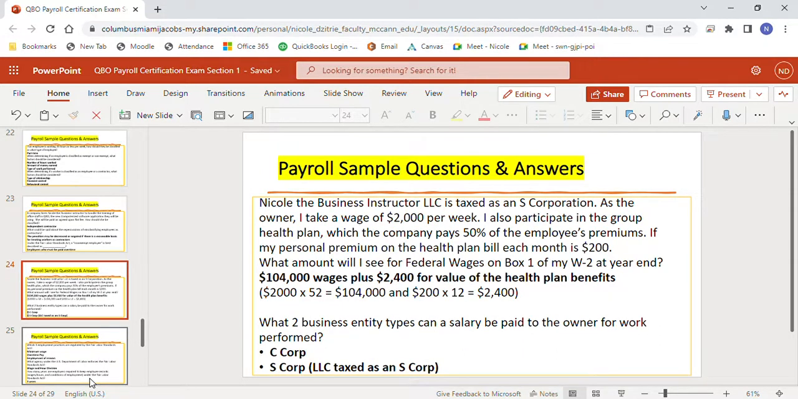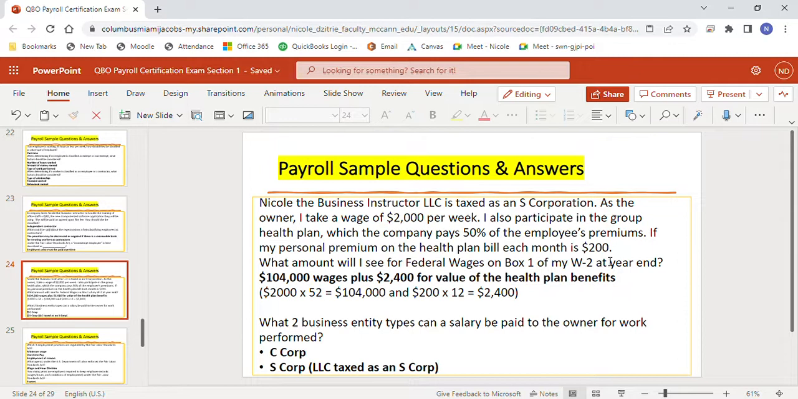Here I am again. Nicole, the business instructor LLC, is taxed as an S Corp. As the owner, I take a wage of $2,000 per week. I also participate in the group health plan, which the company pays 50% of the employee's premium. So when my employees get paid every paycheck, my company matches theirs. So if they pay 100, I match their 100. So in this case, if you see, my personal premium is 200. So I pay 200, and then the company, the corporation, pays 200.